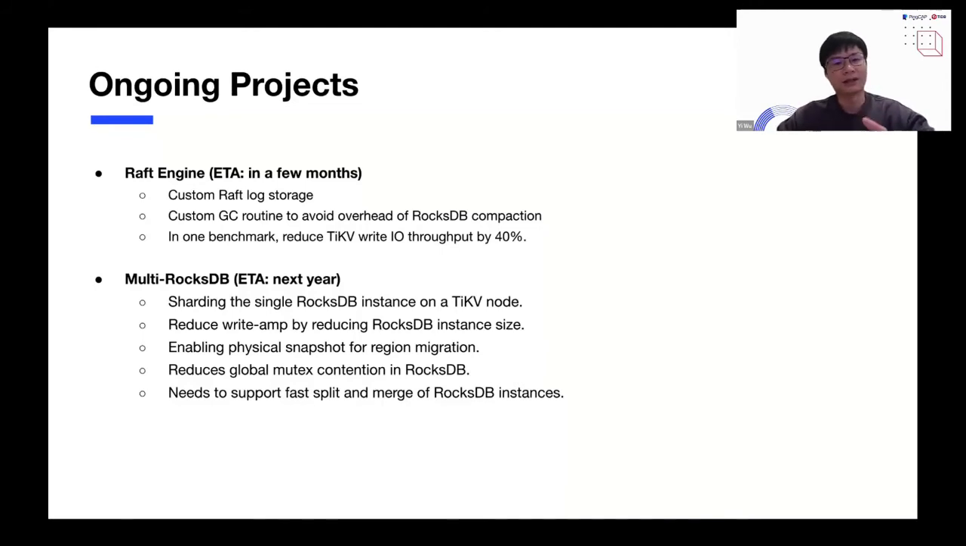It also has other benefits. It will enable us to do a physical snapshot when we try to run load balancing and move one region to another TiKV node. And because we reduce the size of each RocksDB, we will reduce the global mutex contention in RocksDB. For this project, we hope we can get it done by next year.